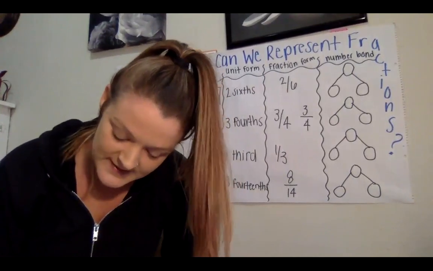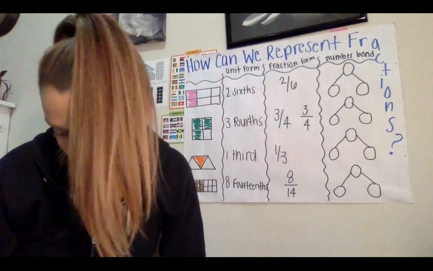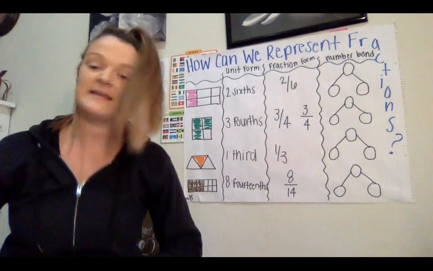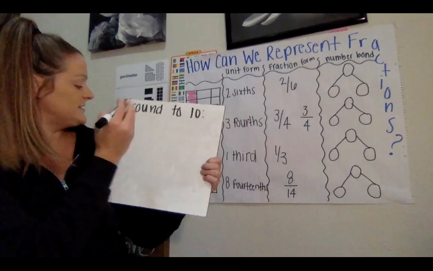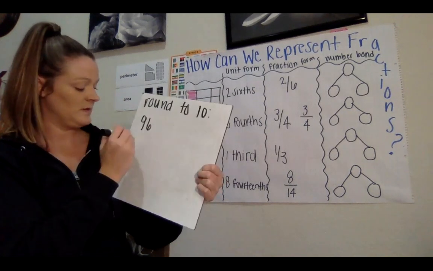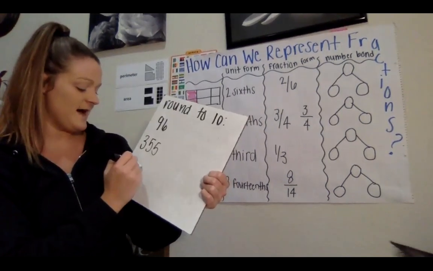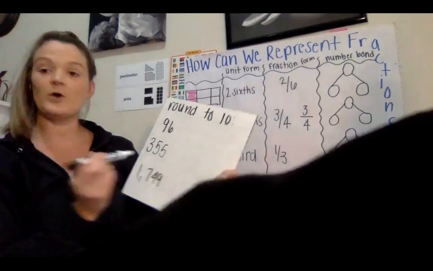Go ahead and write, let's round to the nearest 10 first. And let's get down 3 numbers. Let's do 96, 355, and 1,749.